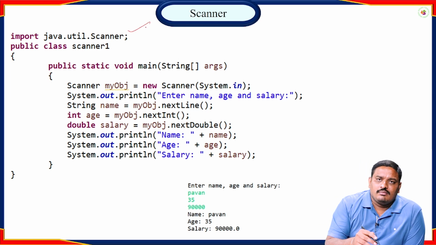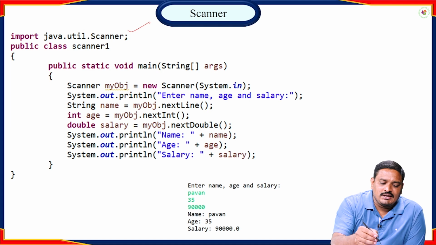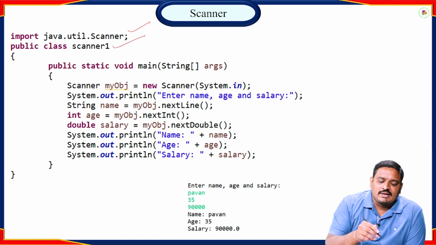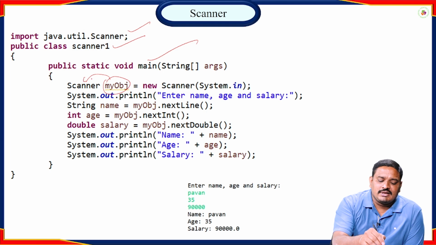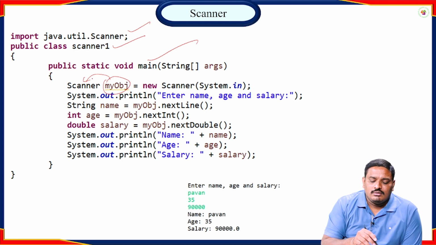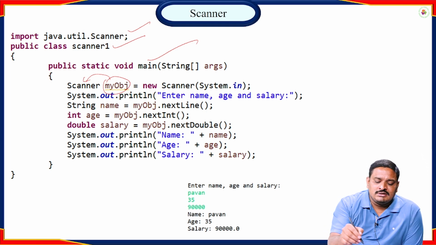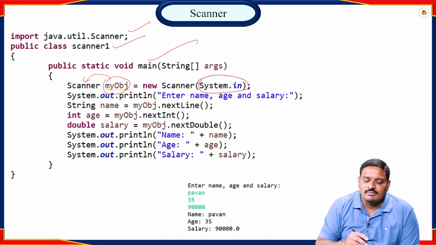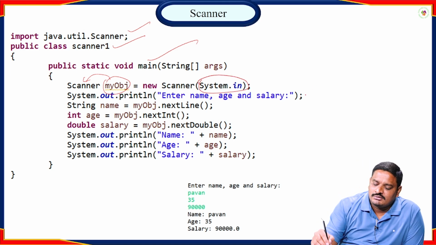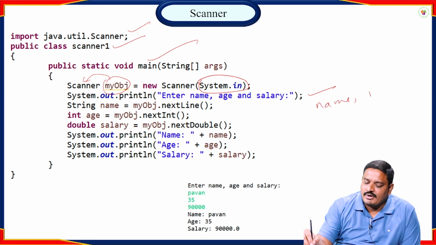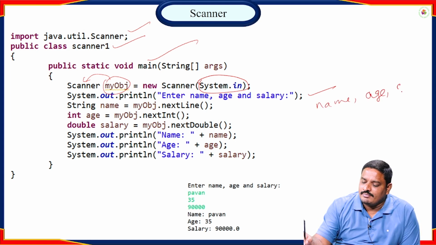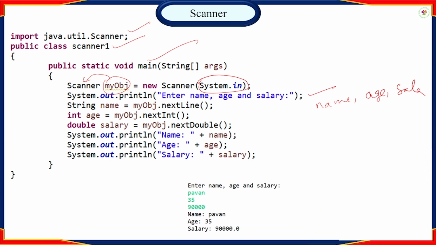This is also another example. This is the package, java.util.Scanner, and this is the class name. This is the main method. First we are creating the object for this class. To enter the user input, that's why we take System.in. I will enter three parameters. First parameter is name, second parameter is age, next parameter is salary.